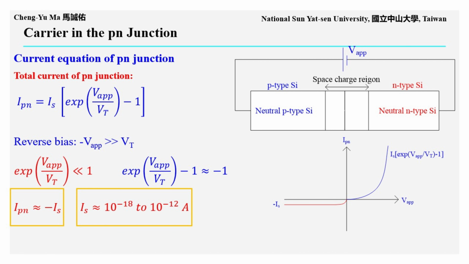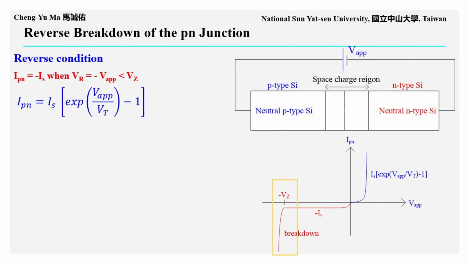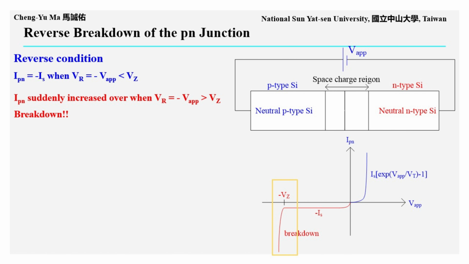Under forward bias, the current increases exponentially with voltage. However, when the p-n junction operates under reverse bias, the reverse current seems to be a stable saturation current, Is, according to the equation. But when the reverse bias becomes very large, the current can also increase suddenly. As shown in the current voltage curve of the p-n junction, when the reverse bias voltage exceeds Vz, the current of the p-n junction rises sharply. This characteristic is called reverse breakdown.